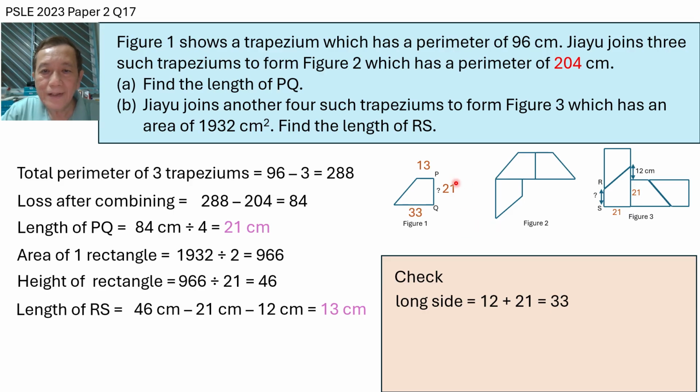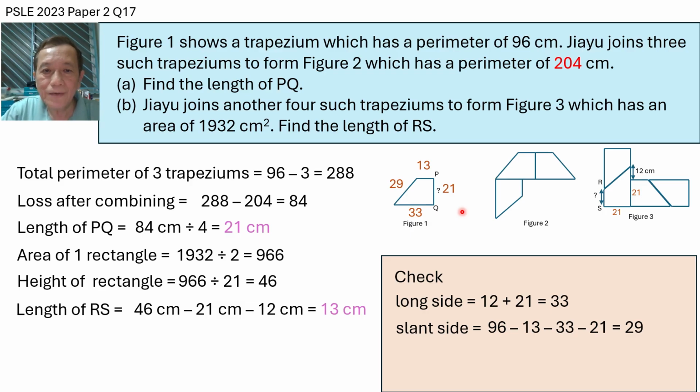And finally, the slant side. How do we find the length of the slant side? We go back to 96 cm, which is the perimeter of this trapezium. So by subtraction, we can find the length of the slant side. 29.